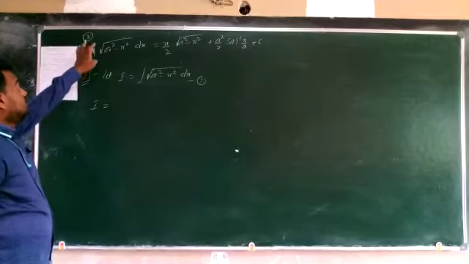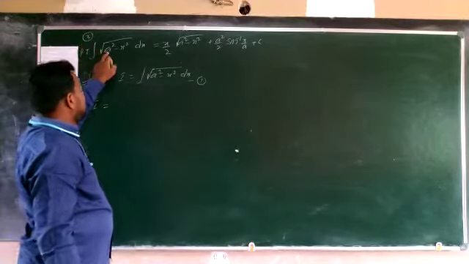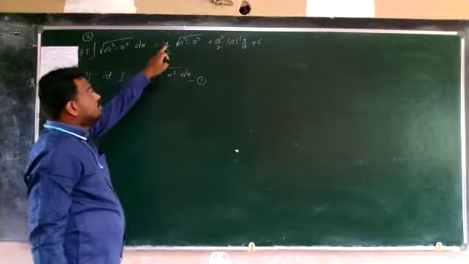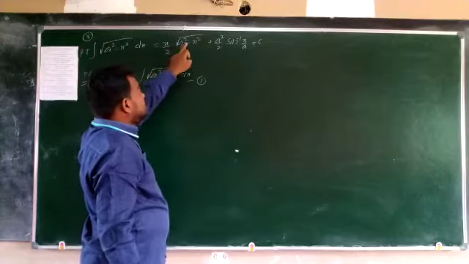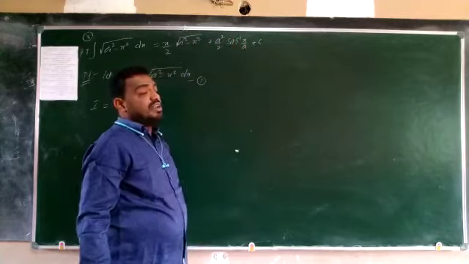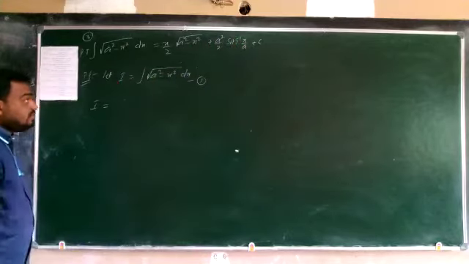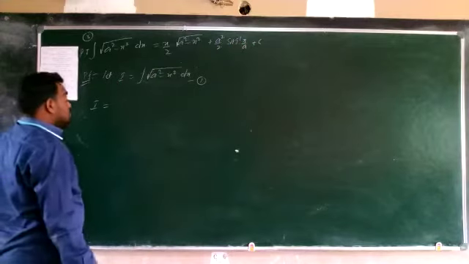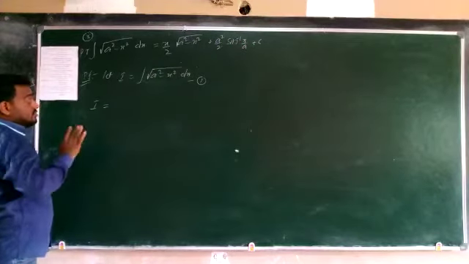Third one, prove that integration of square root of a square minus x square into dx equal to x by 2 into square root of a square minus x square plus a square by 2 into sine inverse of x by a plus c. And this is the proof. So we need to solve this one.